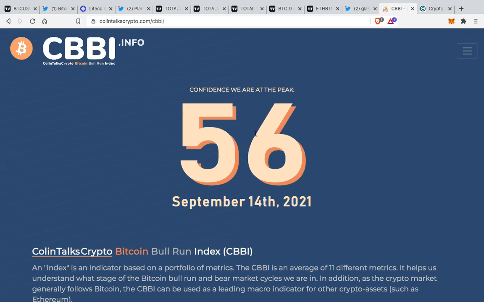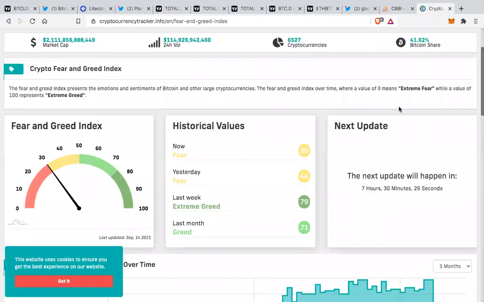So if you look at the CBBI index, it is at 56. And we know that at the peak of the bull run, the CBBI index will be anywhere between 90 to 100. So even the CBBI index is showing us that we are in the middle of a bull market. And this is a healthy correction. So dips are for buying if you are buying fundamentally good coins.